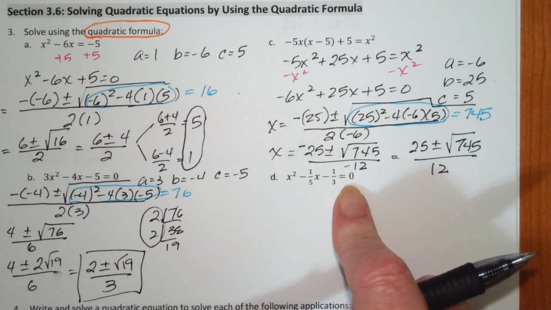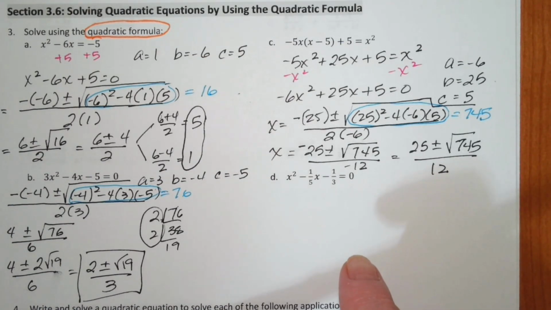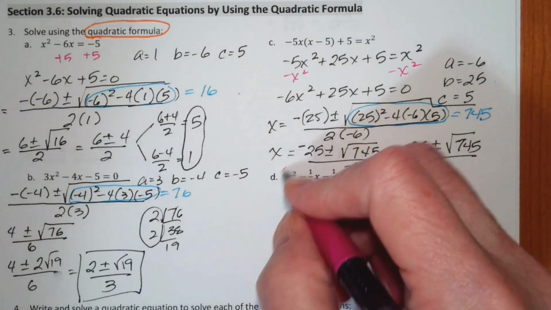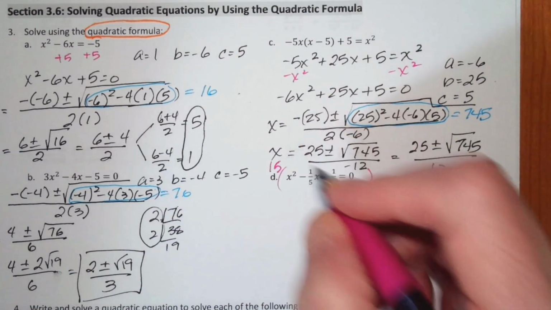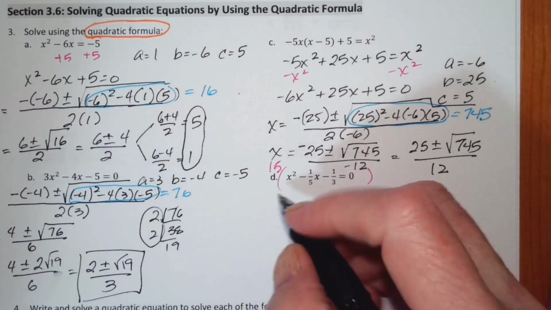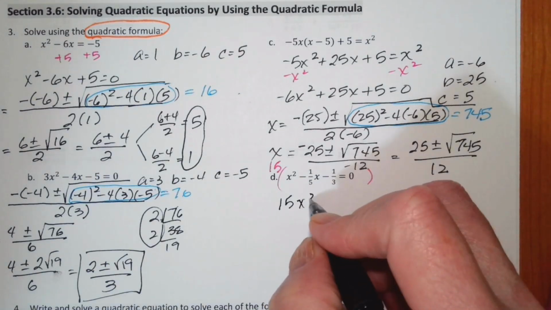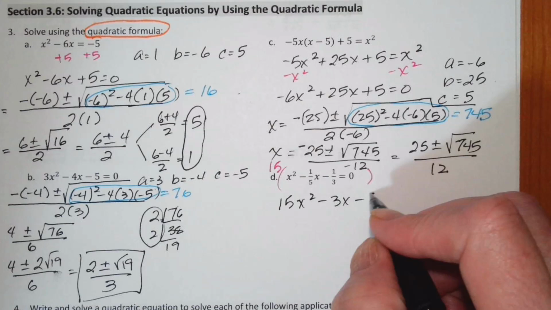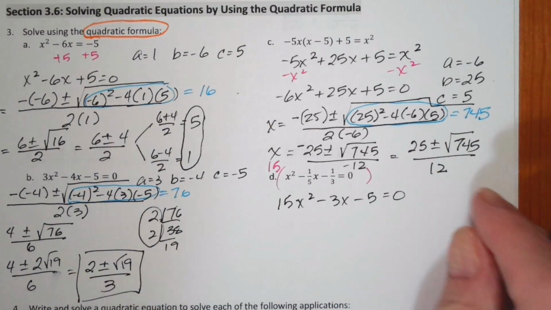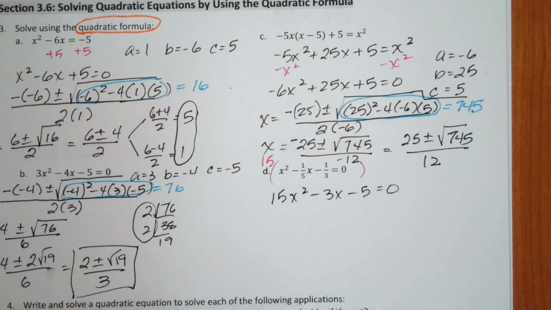Okay, now this one, there are a couple of ways that you can do it. If you look at the handwritten answer key, they do it differently than I do. I see no reason to mess with these fractions. So the first thing I'm going to do is clear them. I'm going to multiply this whole thing. The least common denominator is 15. So this becomes 15x squared minus 3x minus 5 is equal to 0. To me, this is going to be a whole lot easier.